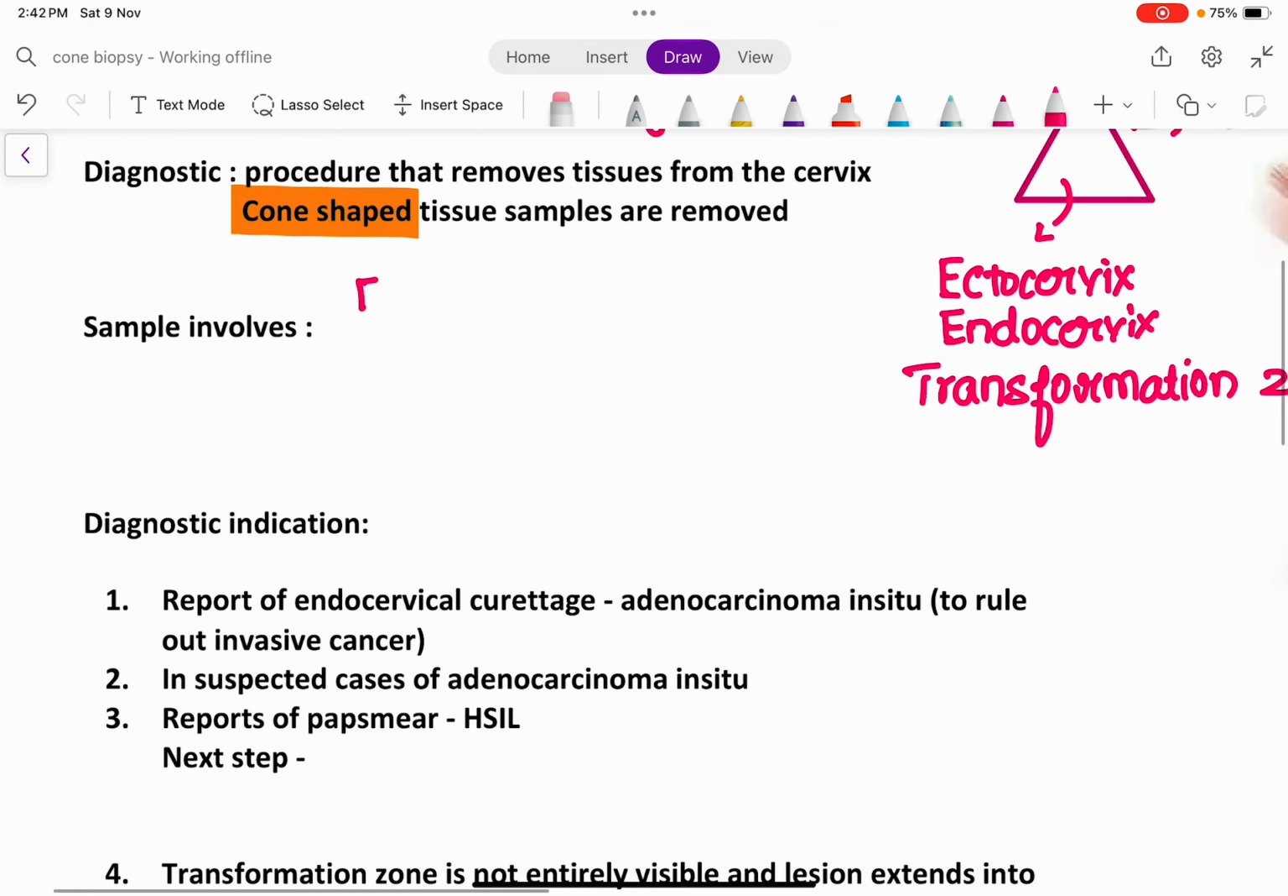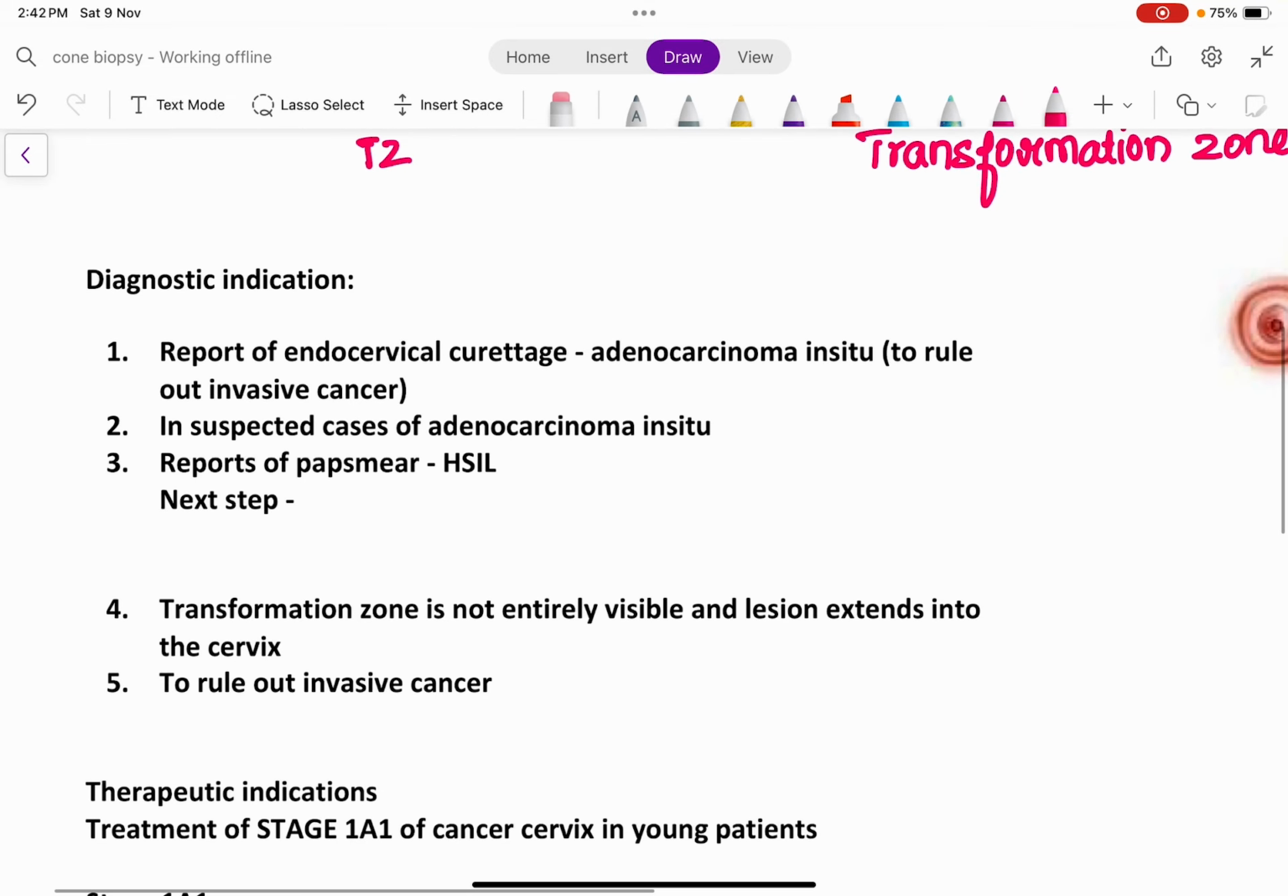So this sample involves, as we discussed, the ecto or exocervix, the endocervix and the transformation zone, which is TZ. Is that clear? Okay. Now you tell me, what are the diagnostic indications of doing this cone biopsy? Like we discussed in the previous module, while we do the endocervical curettage, the report may come as adenocarcinoma in situ. What is adenocarcinoma in situ? It means it is not an invasive cancer. The cancer is restricted to one particular quadrant and has not become invasive.